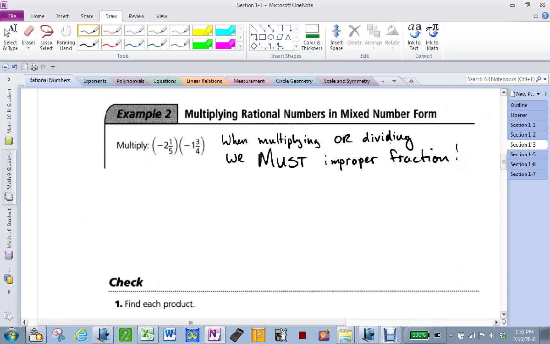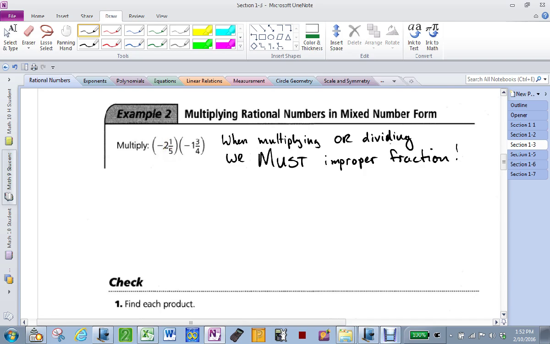Remember, we had a choice in adding and subtracting. But in multiplying and dividing, we have no choice. Does everyone understand that? We have to do it when we multiply and divide. You have to do improper fractions. Okay, now first thing, do I care about these negatives? Why? Because the answer is going to be positive, so I throw them away. I don't even care about them.